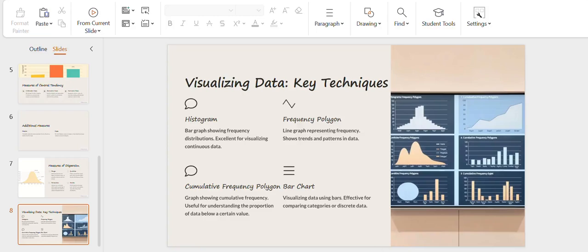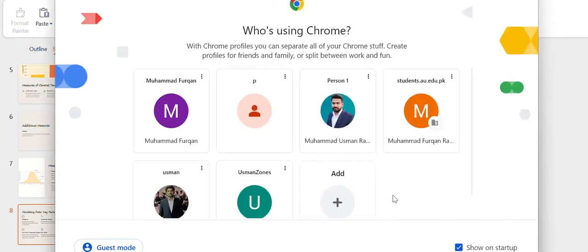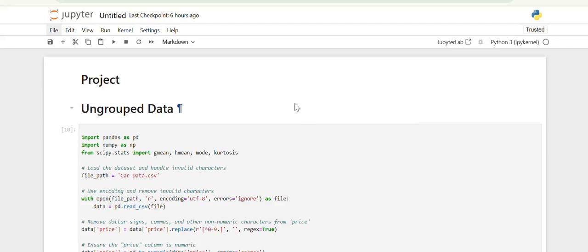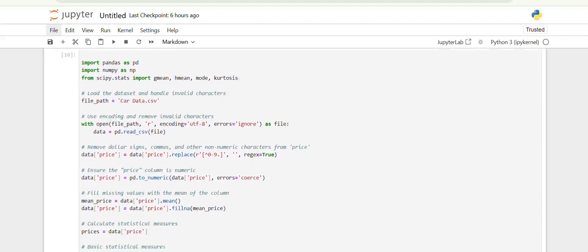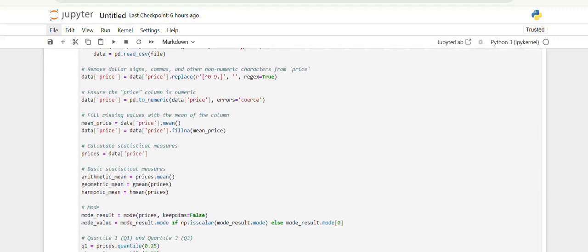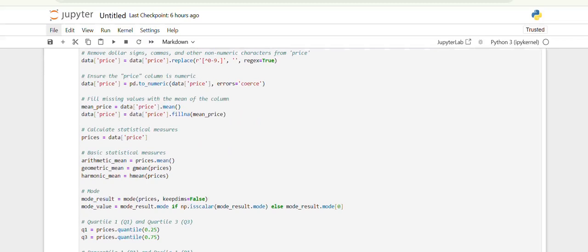So we are moving towards our code. The first thing is ungrouped data. For the ungrouped data, I have targeted the price column. There are 3 libraries that I have imported. The most important is SciPy. SciPy is basically used to give me the arithmetic mean, geometric mean, and all the other concepts that I have used in this, without putting any formula manually.